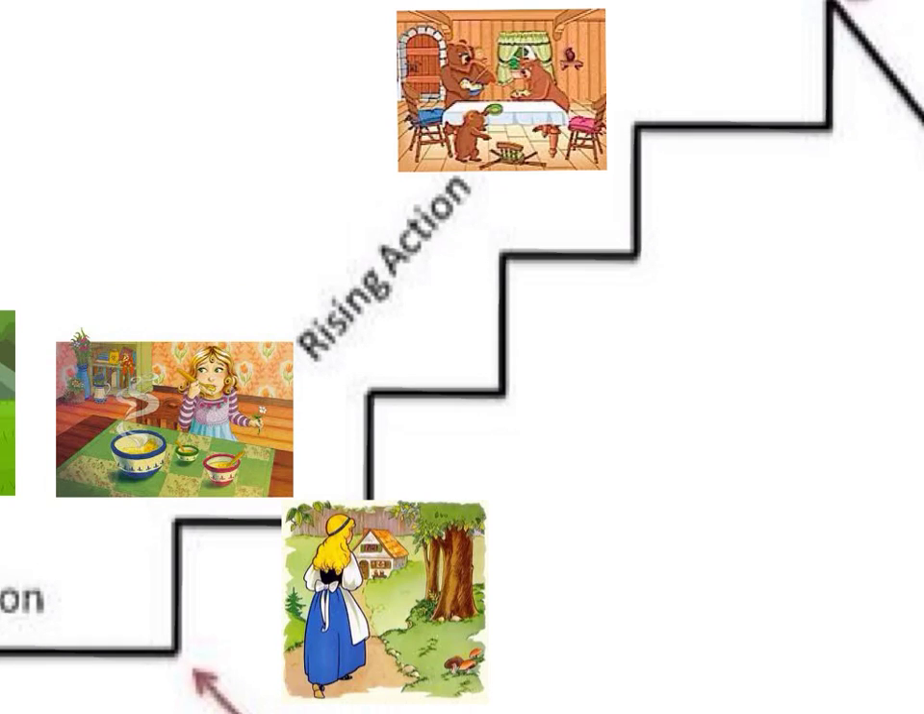As she was sleeping, the 3 bears came home. "Someone's been eating my porridge," growled the Papa Bear. "Someone's been eating my porridge," said the Mama Bear. "Someone's been eating my porridge and they ate it all up," cried the baby bear. "Someone's been sitting in my chair," growled the papa bear. "Someone's been sitting in my chair," said the mama bear. "Someone's been sitting in my chair, and they've broken it all to pieces," cried the baby bear.